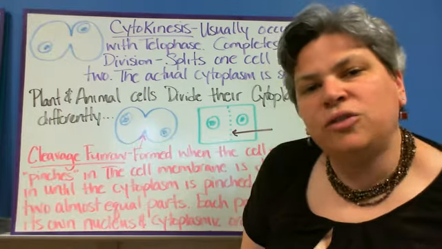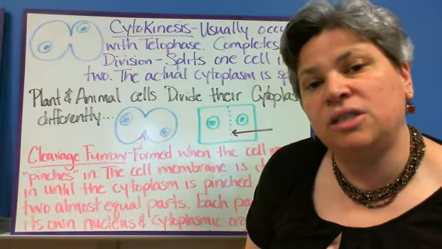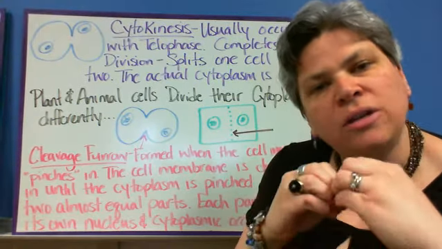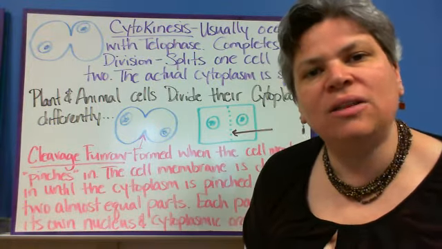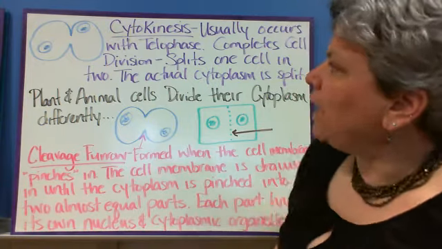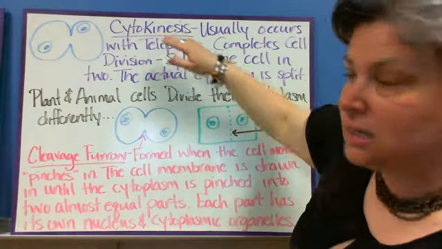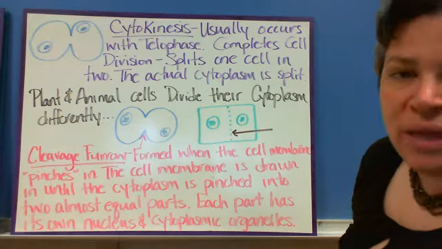So that takes us through the stages of mitosis, the nuclear division. How did the nucleus divide? What's the other thing that has to happen? The cell itself has to divide. So that process is called cytokinesis. It usually occurs with telophase.